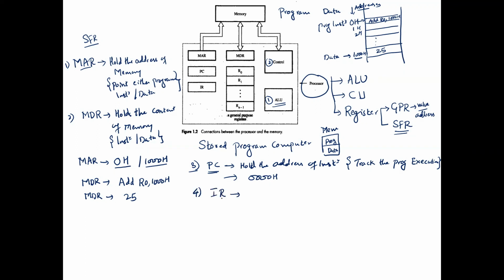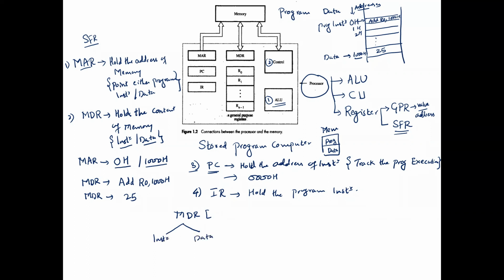IR register, the present instruction register, holds the program instruction. Why do we need an IR? MDR is also holding the content of memory. The content of memory can be what? Either instruction or data, right? So MDR will hold the instruction as well as the data.